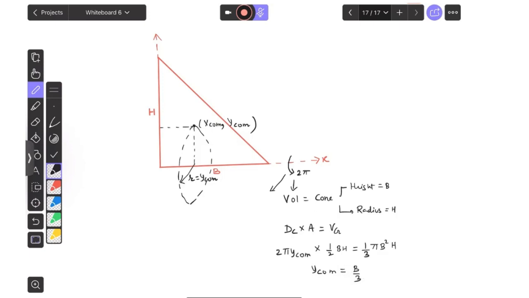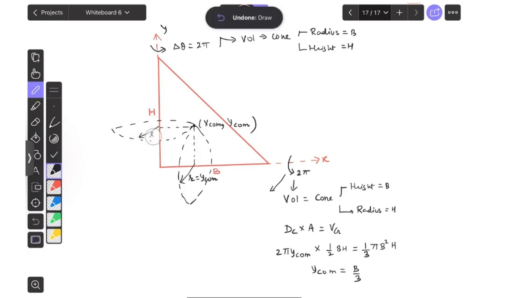Same exact thing you do. You make it go around a full circle about the y-axis. And then you will see it is going to generate a volume which is a cone whose radius is going to be equal to b, and the height of that cone is going to be equal to h. And the center of the mass, you can tell, is going to take a circular path whose radius is going to be equal to xcm, no?